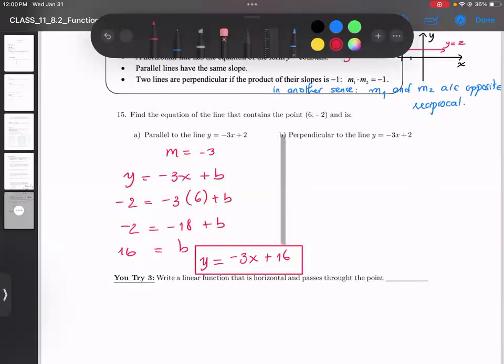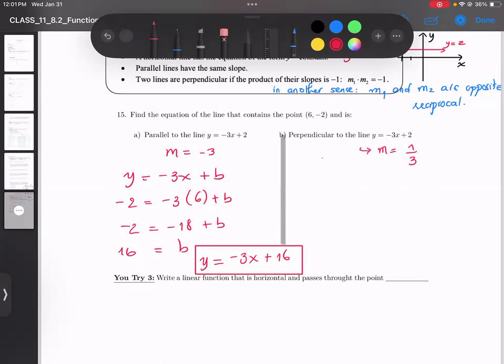Now for this one, the equation is perpendicular to the line y equal -3x plus 2, and it still goes through (6, -2). Perpendicular means the slope is the opposite reciprocal. So the slope that you're looking for is going to be opposite, so instead of negative, it's going to be positive. The reciprocal means you flip it, so instead of 3, it's going to be 1/3. So that is the slope of that equation.